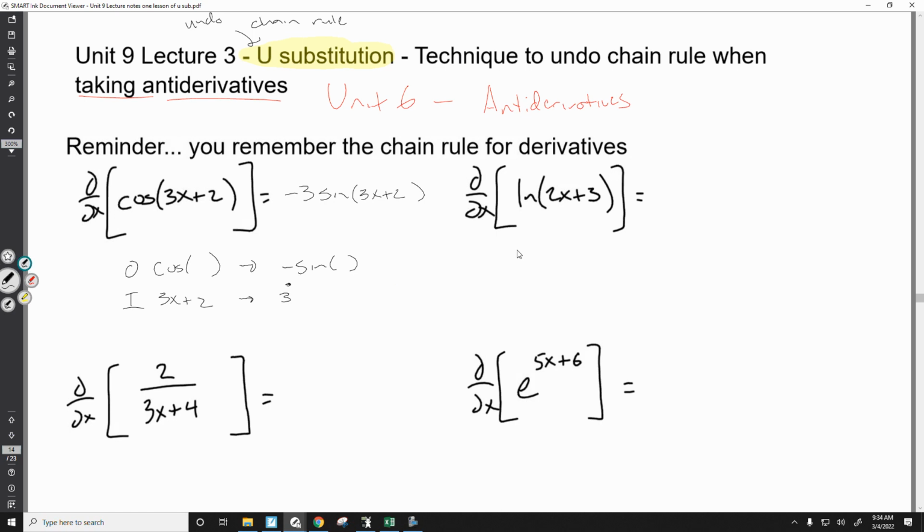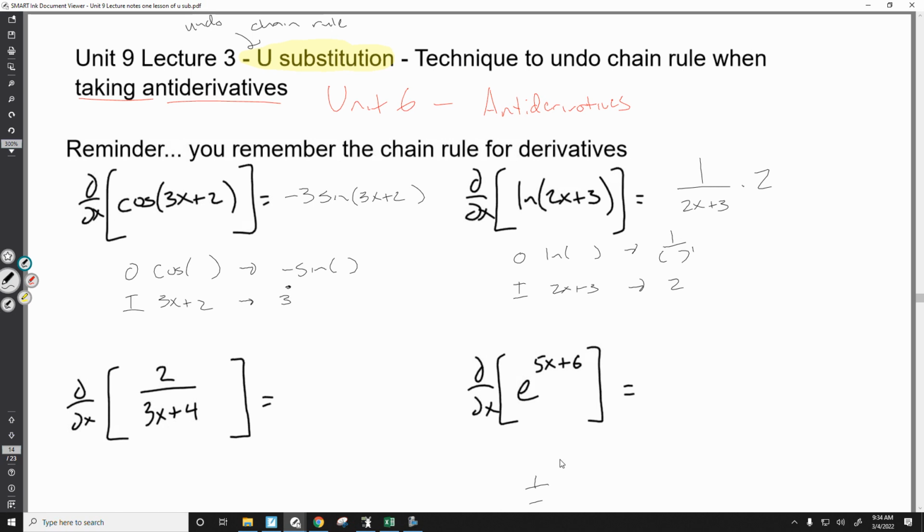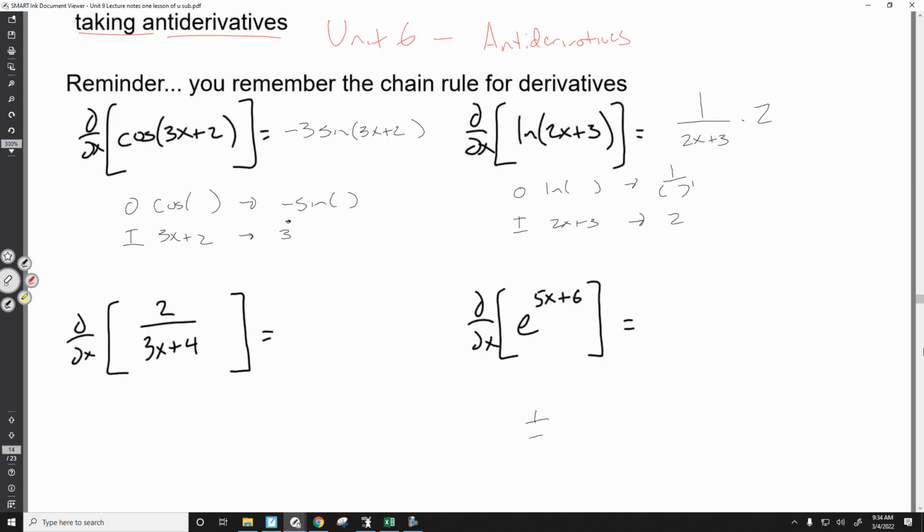Same here. This is a different example. Remember, the derivative of log is 1 over, or something to the negative first power. So this would be 1 over what starts in the parentheses, stays in the parentheses, times 2. Maybe doing this one: e to the 5x + 6, e to the power is the outside, the power is the inside.